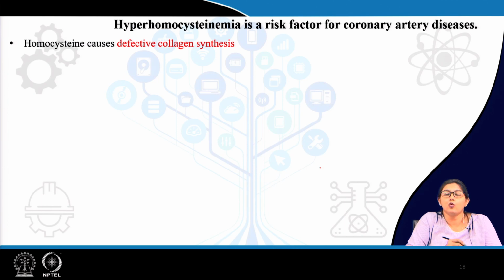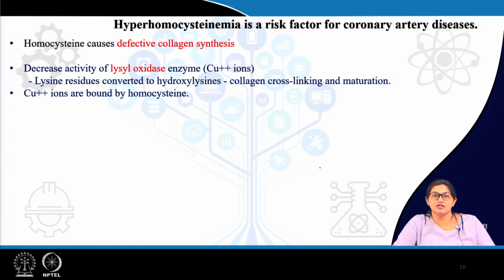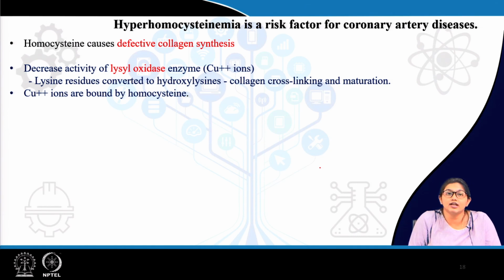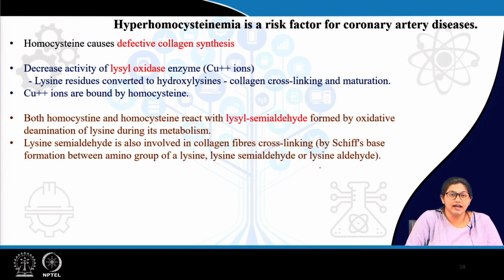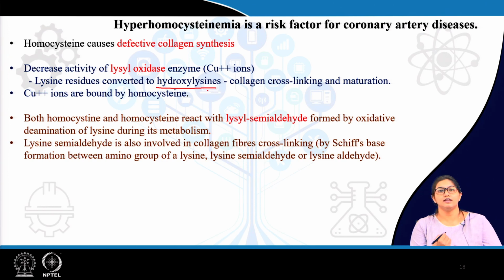By defective collagen synthesis. Now, how is this collagen synthesis affected by homocysteine? I am not going much into detail with collagen synthesis, but I want to highlight one very important enzyme, that is lysyl oxidase, which is required for cross-linking and maturation of collagen. This lysyl oxidase enzyme is required for formation of hydroxylysine, and that hydroxylysine is important for collagen cross-linking.